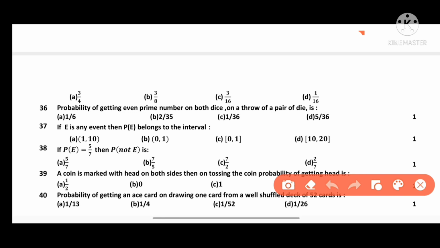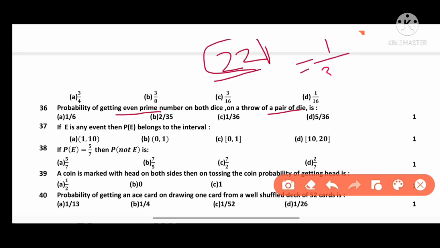Next, probability of getting even prime number on both dice on a throw of pair of die. Now because there is only one even prime number, 2. Now getting even prime number on both dice, that is 2, 2, we have only one favorable outcome, and probability is equal to favorable outcomes divided by total number of outcomes. Favorable outcomes is 1 and total number of outcomes is 36. So answer is 1 by 36.